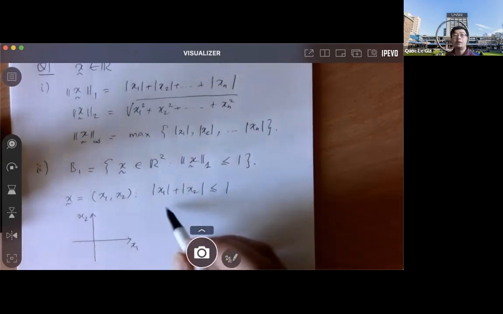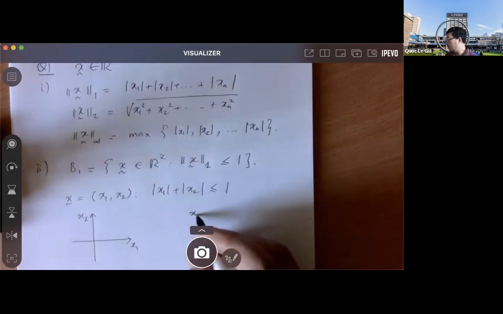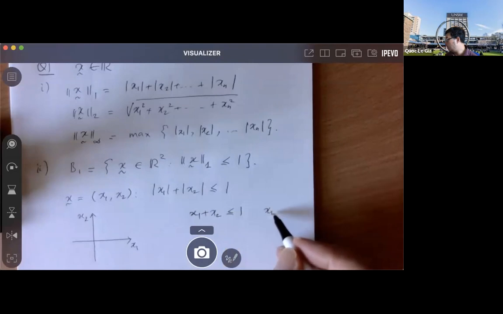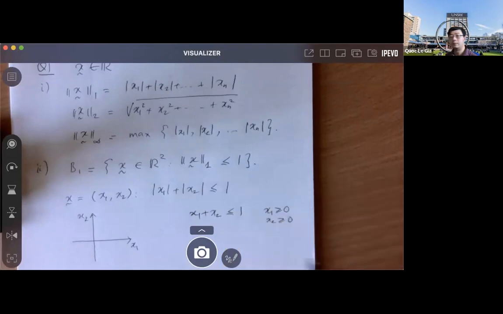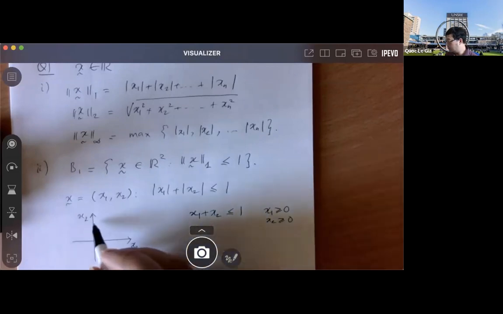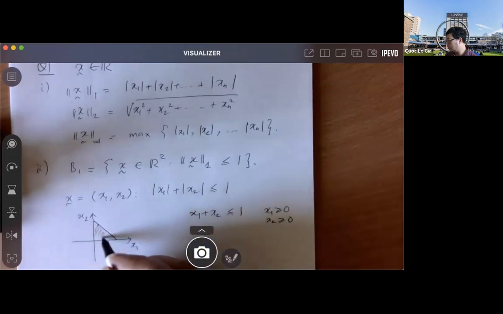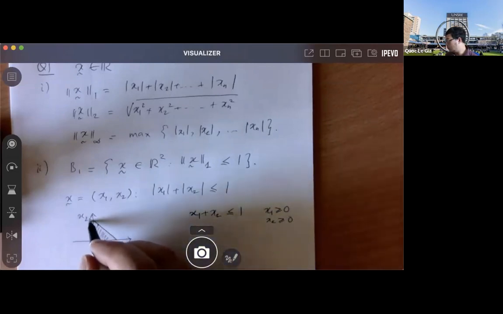Because you see this one, you can split it into 4 cases. So now it will be x1 plus x2 less than or equal to 1, if x1 is positive, x2 is positive, right? And so what is this region? So x1 plus x2 less than or equal to 1. It's just this region, right? x1, x2 are positive. So this is just this region. This is 1 and this is 1.